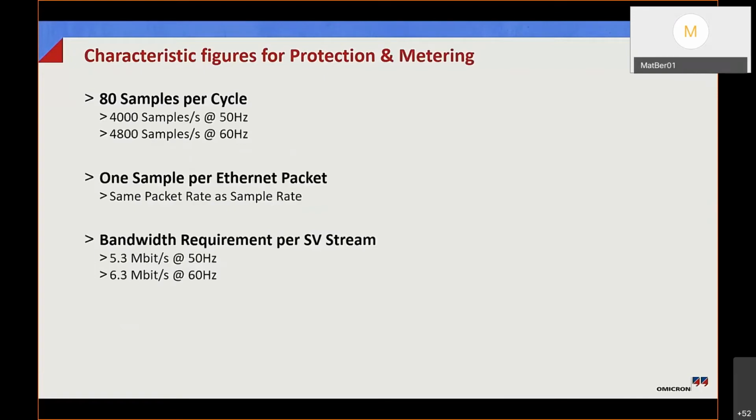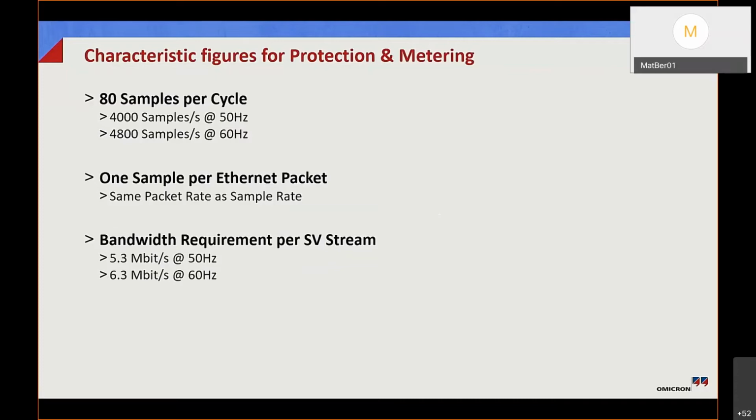Just to give you an order of magnitude, here are some characteristic figures for this protection and metering variant with a specification of samples per cycle. We have different sample rates depending on the mains frequency. This is 4,000 or 4,800 samples per second. It was defined to send exactly 1 sample per Ethernet packet. So we have this very same packet rate on the network.